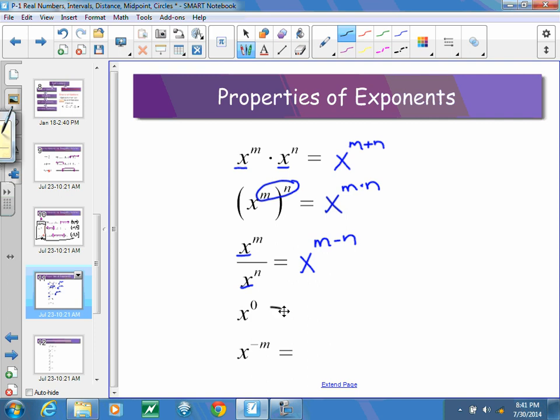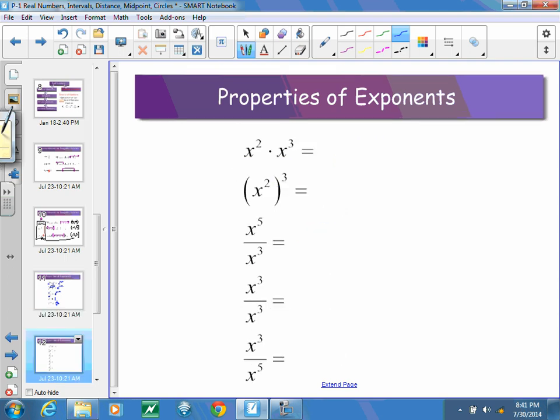Anything to the power of 0 is always going to give us 1. And when you have a negative exponent, we write that as 1 over x to the positive value of m. So those are the properties. Now just to look at a couple examples real quick.